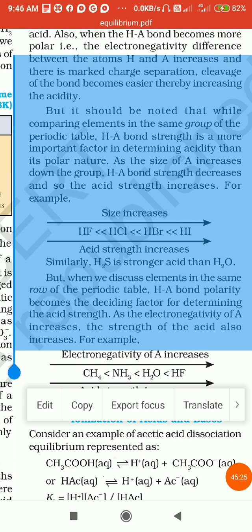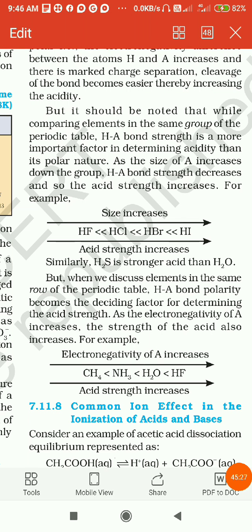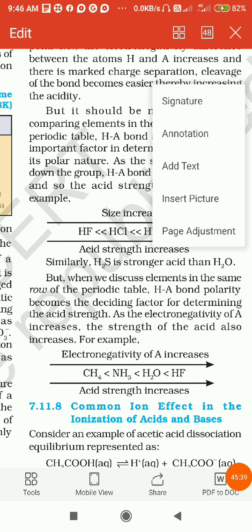H2S and all, what happens? Oxygen family: oxygen, sulfur, selenium, tellurium, polonium. If you are moving from top to bottom in the oxygen family, acidic strength is increasing. As size increases, acidic strength also increases there.